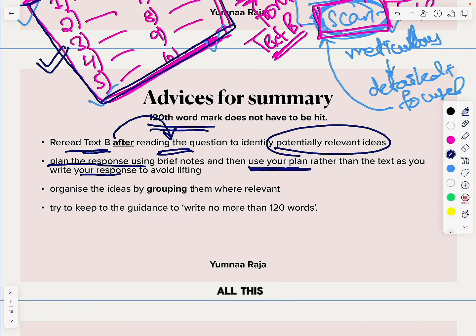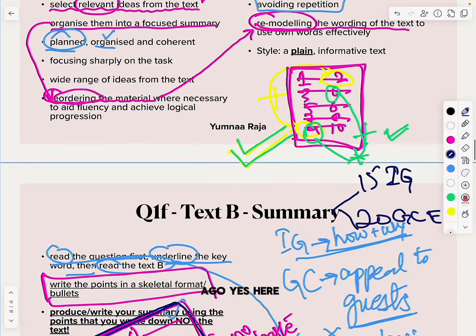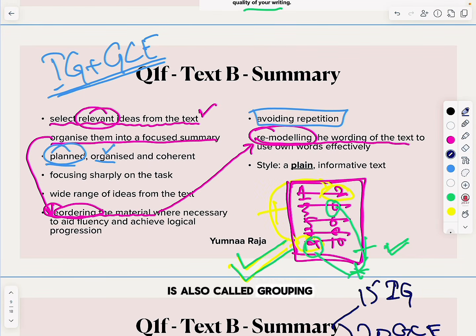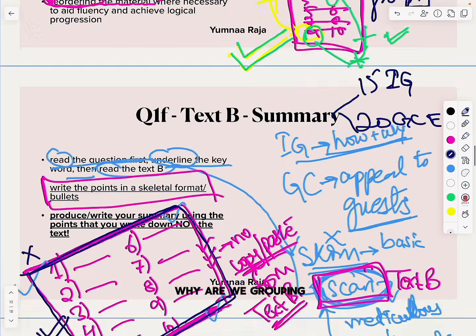Why are we doing all this? We're avoiding lifting. We're trying not to copy paste from the text. Group them together. I taught you, I think, a while ago. Yes, here. So merging, or this is also called grouping. So group points together. Why are we grouping, by the way?